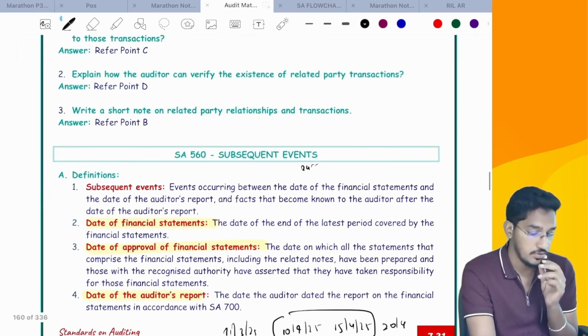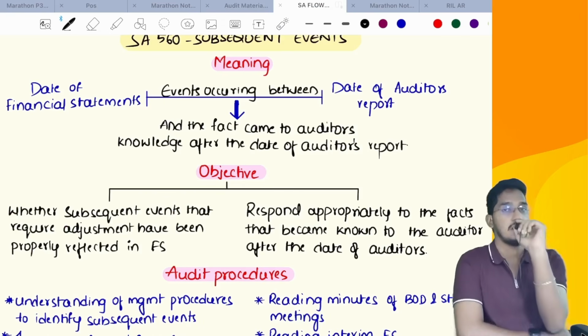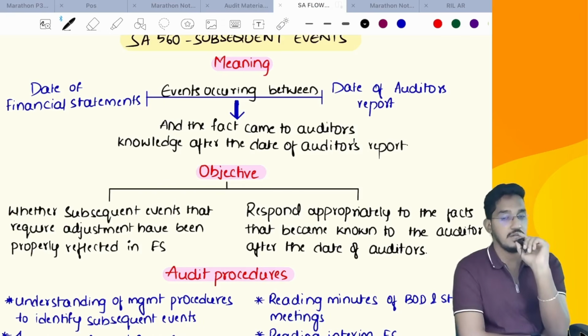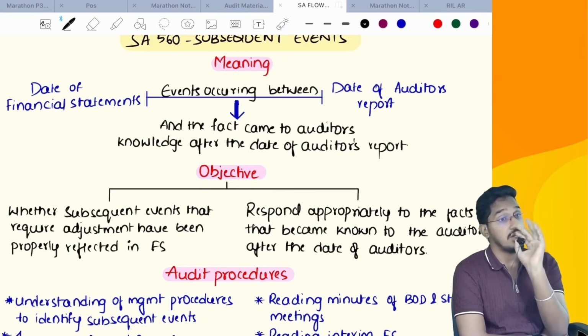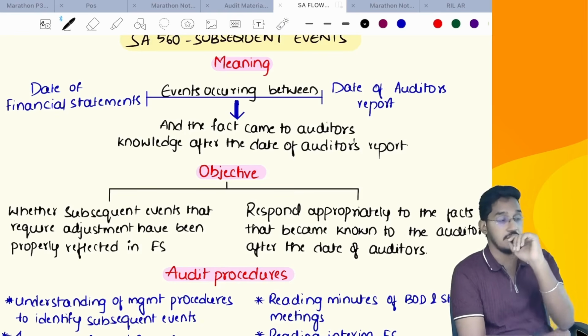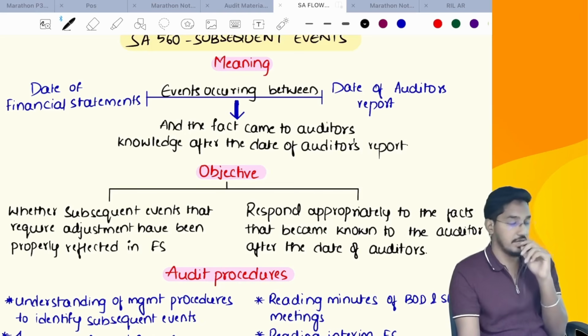Now let us try to understand the meaning of subsequent events. SA 560 says that subsequent events are those events occurring between the date of financial statements and the date of auditor's report, but the fact of which became known to the auditor after the date of auditor's report. Some event has taken place between the date of the financial statements and the date of auditor's report, but the auditor came to know about that fact after the date of auditor's report. Then only do we call that event a subsequent event.